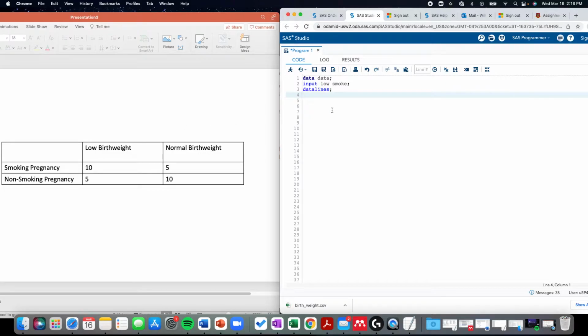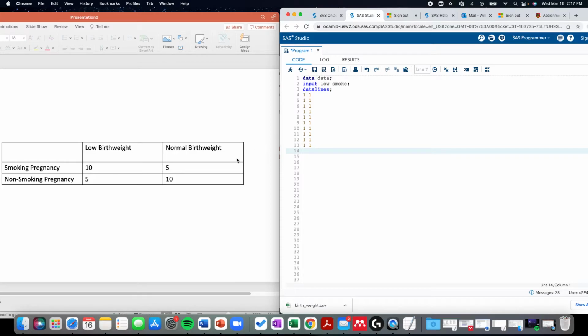The first column you put in will be for low, and the second column will be for smoking. So if your outcome is positive, it would be a 1 for low, and if your exposure is positive, it would be a 1 for smoking. An example of this first covariate pattern, those that are low birth weight and smoked, would look like 1, 1, because both occurred. And instead of doing that a bunch of times, I'm just going to do it 10 times, because I know there's 10.